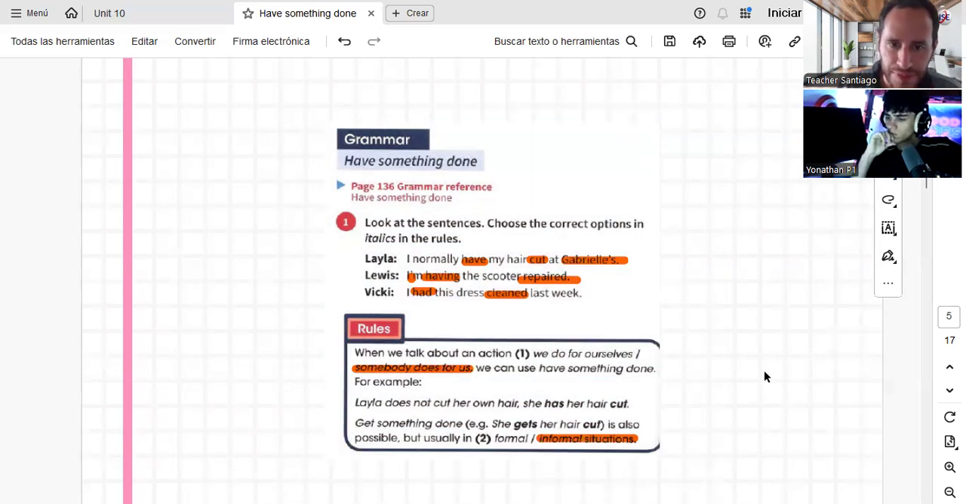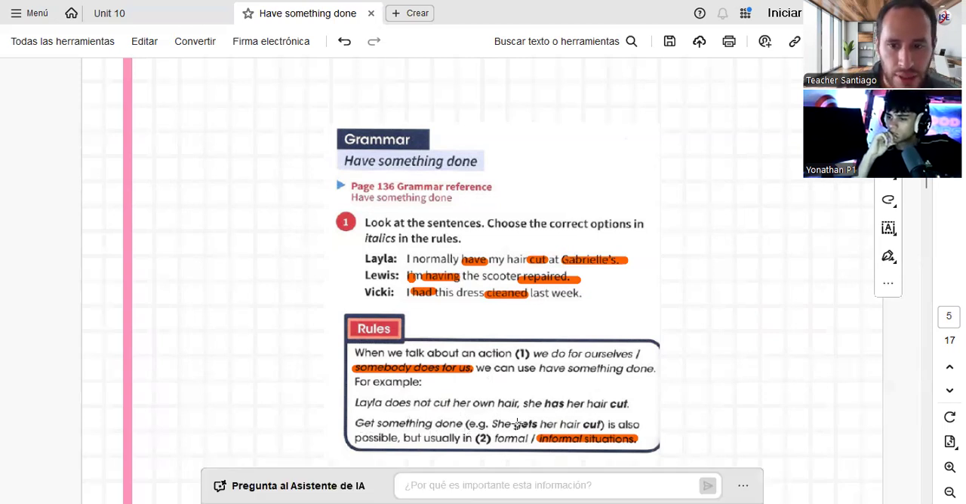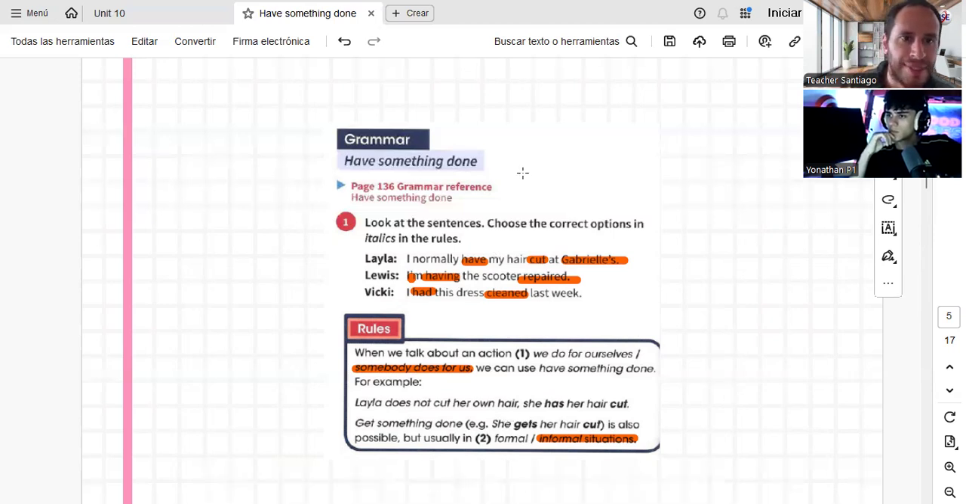So let's check the rules. When we talk about an action somebody does for us, alguien más hace por nosotros, we can use have something done. For example, Laila does not cut her own hair. She had her hair cut. O sea, no lo cortó ella misma, ¿cierto? Alguien se lo cortó. Get something done: she gets her hair cut. It's also possible, but usually in informal situations. O sea, usted puede decirlo como, me corté el cabello, aunque no lo haya hecho usted, pero son en situaciones informales. We see how get is used as well as have something done.